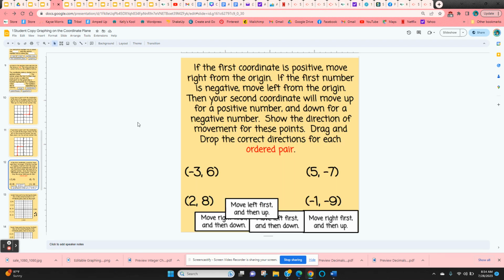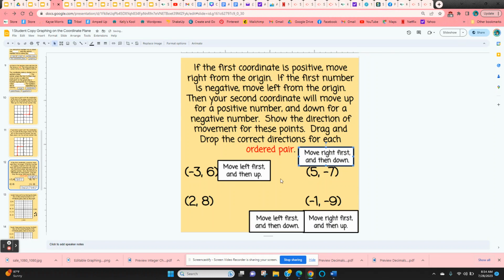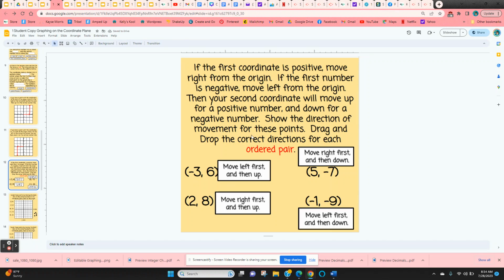Now, just to reinforce this for the students, they're going to be moving these four boxes next to the correct ordered pair. So for negative 3, 6, we know they're going to move to the left first and then up. They're going to just click and hold on the edge of this box, put it next to that ordered pair. 5, negative 7, they're going to go to the right first and then down. So we're going to move this one. 2, 8, they go to the right first and then up. And then for negative 1, negative 9, they go to the left and then down. So that just makes them think about how they're going to plot these points.